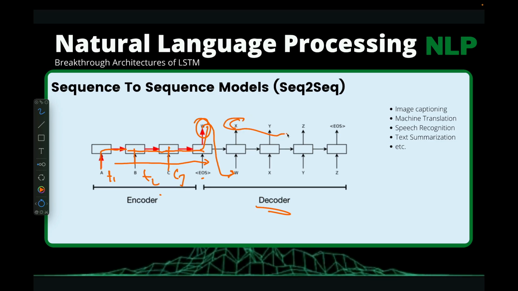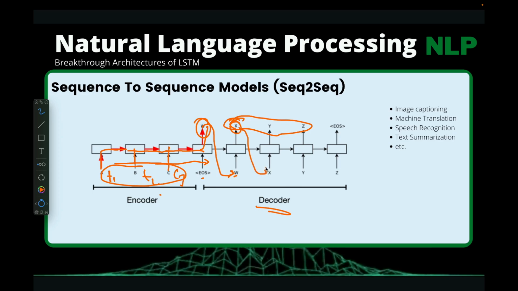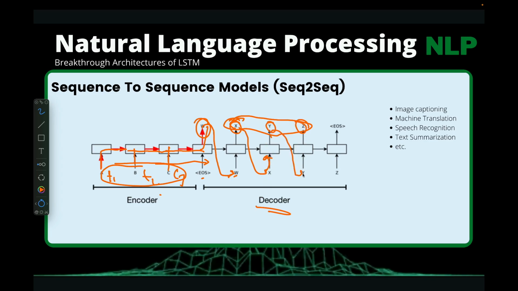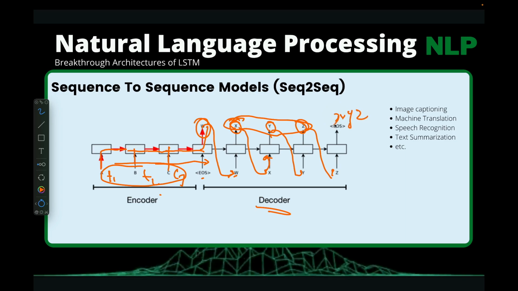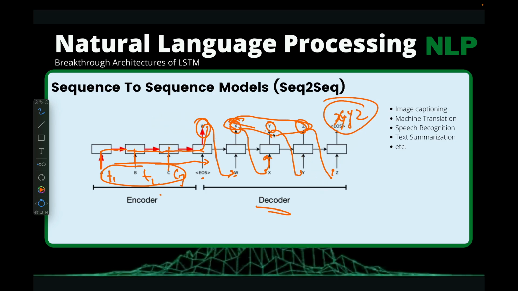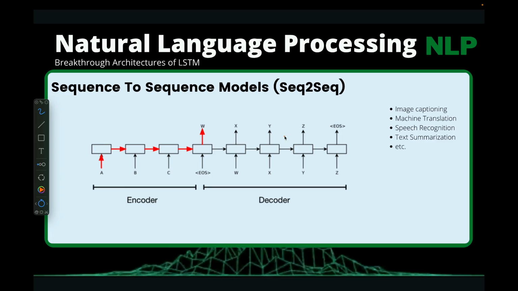So let's say this is the output that you need to have. You're supposed to have an input of A, B, C, and then an output of X, Y, Z. You put in this W, which has been encoded from here, and you get your X. Then you feed the X to the next LSTM layer and you get the Y, then you put the Y in and you get the Z. Finally you put the Z in, and you're going to have your end of string, which gives you X, Y, Z finally. So that's basically what this architecture looks like.